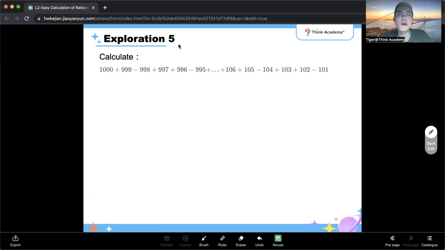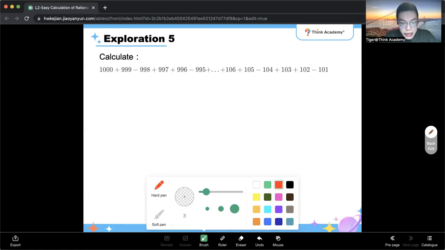Yeah, 3, right. There's going to be 3 numbers in each group.